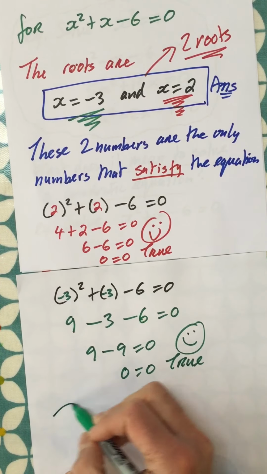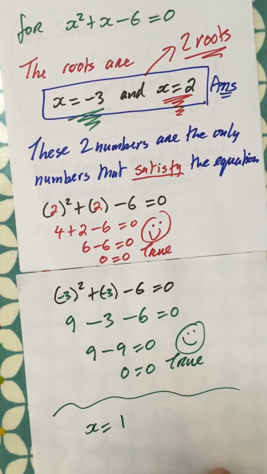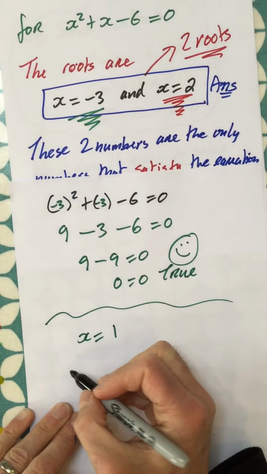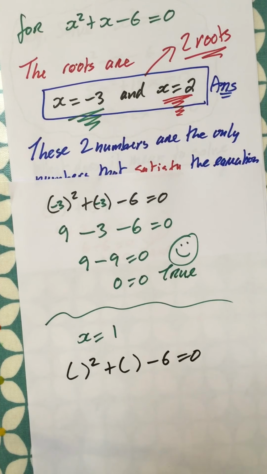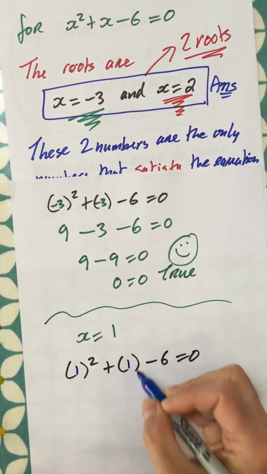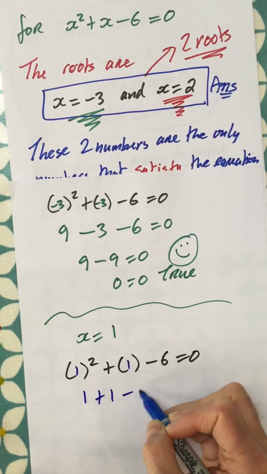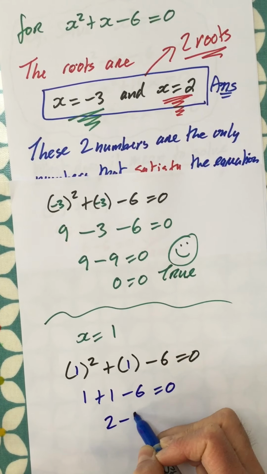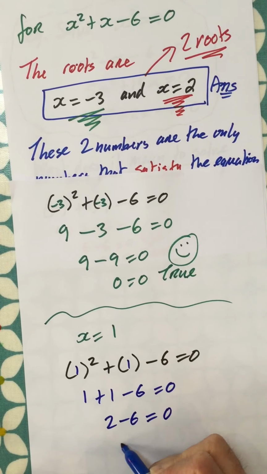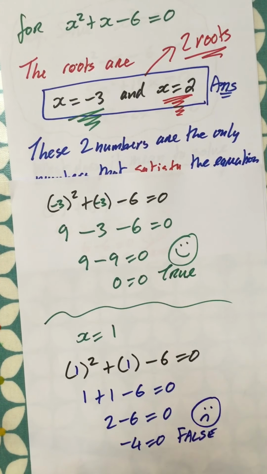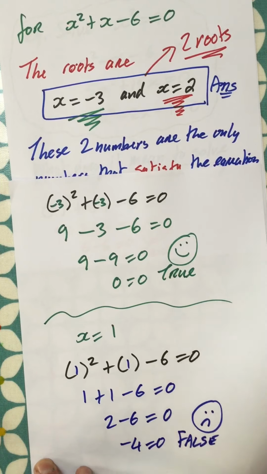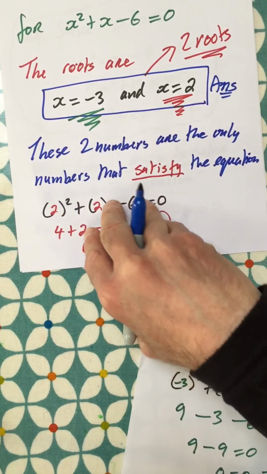Can I just show you if we picked a random number like x equals 1 and see if that works? If we put in an empty bracket squared plus an empty bracket minus 6 equals 0. If we try putting 1 into this equation, let's see what happens. 1 squared is 1, plus 1, minus 6 equals 0. 1 and 1 is 2, and 2 minus 6 is minus 4 equals 0. And this is false. So if you were to try any other number, it'll always work out to be false. The only numbers that make this equation true are the original roots that I told you earlier on, minus 3 and 2.